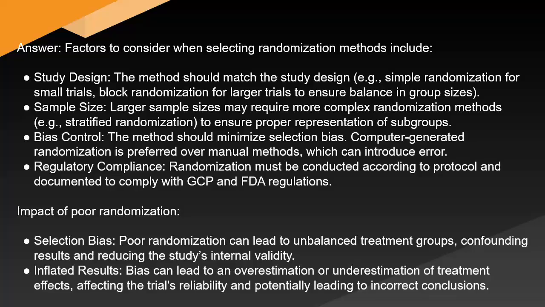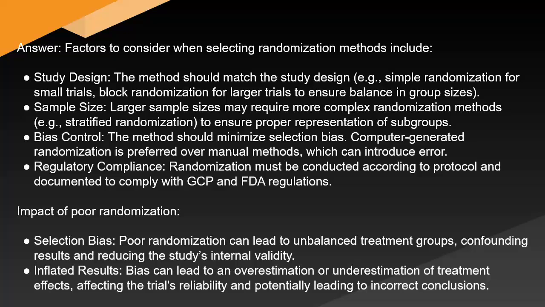Sample size: larger sample sizes may require more complex randomization methods, e.g., stratified randomization to ensure proper representation of subgroups. Bias control: the method should minimize selection bias. Computer-generated randomization is preferred over manual methods, which can introduce error. Regulatory compliance: randomization must be conducted according to protocol and documented to comply with GCP and FDA regulations.